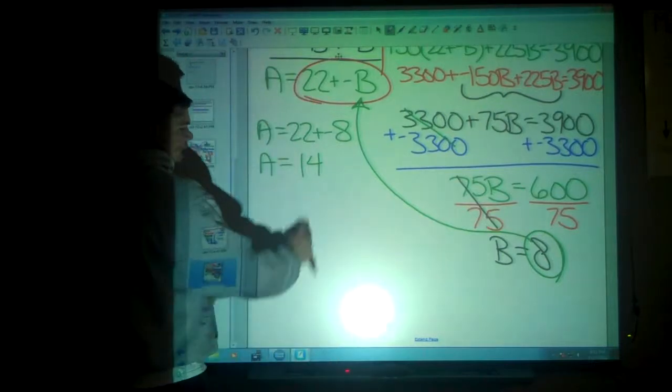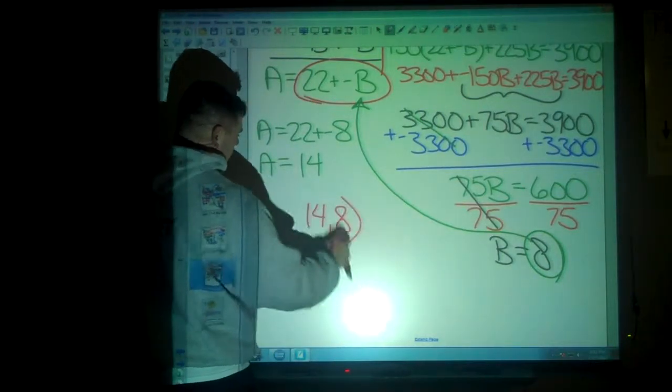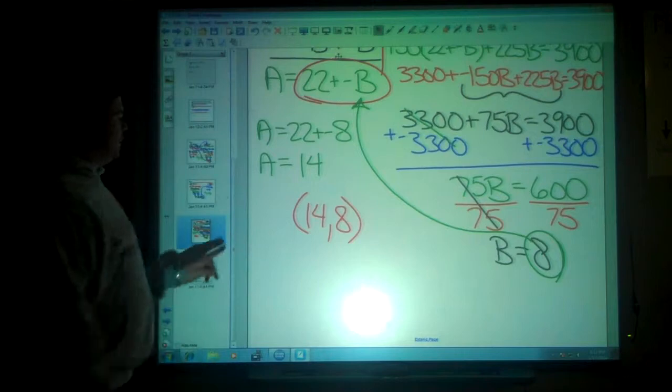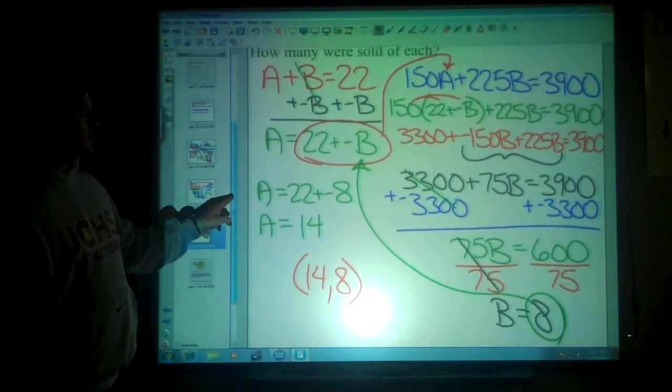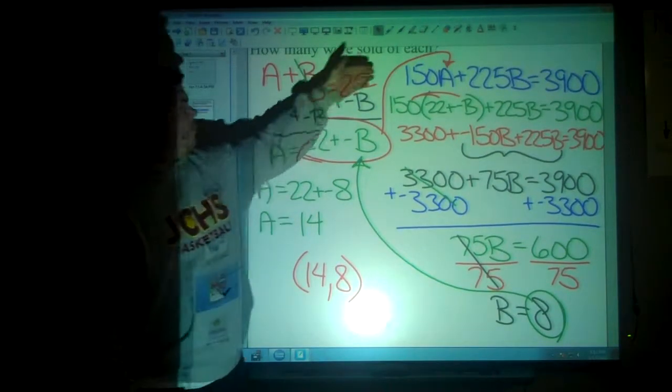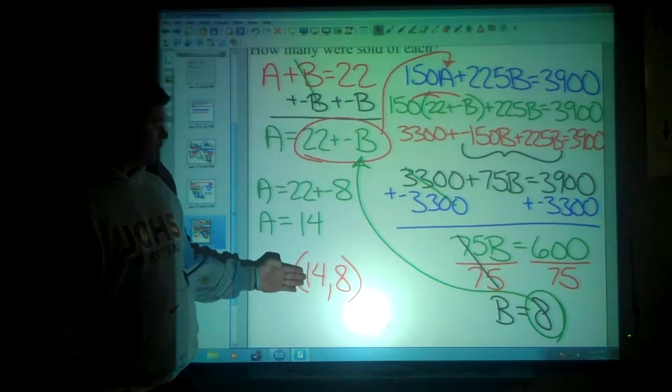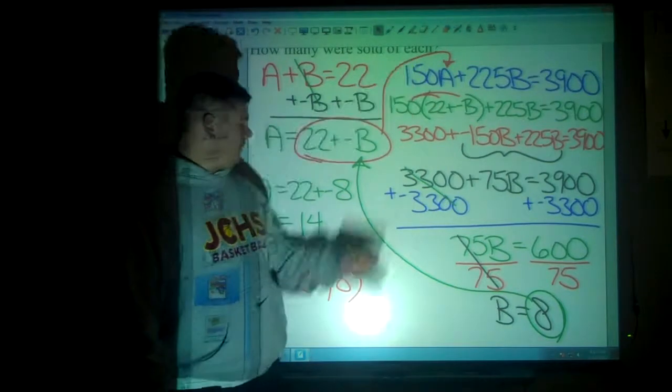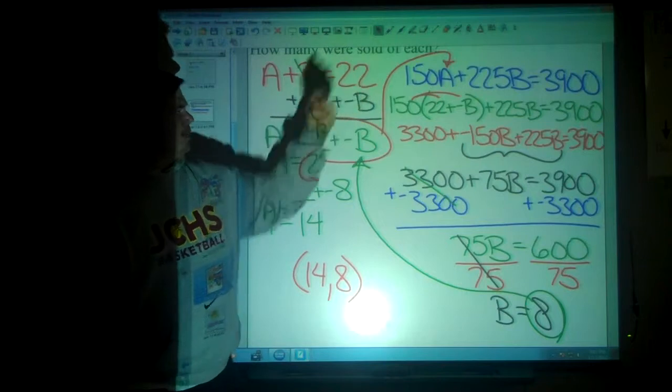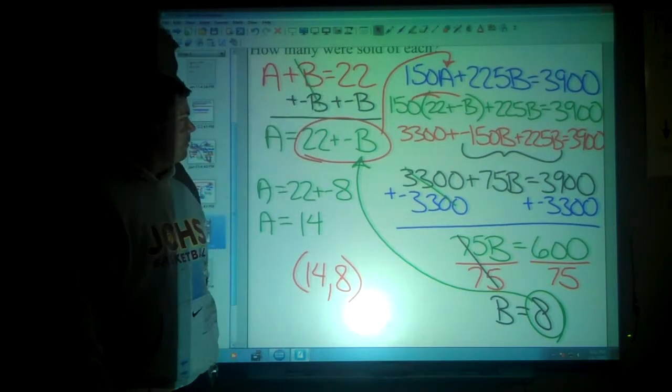A comes before B in the alphabet, so we would write 14, 8. If we graphed each equation, that's where they would cross. Now you can test it out if you want to. 150 times A, which is 14, and then 225 times 8, total 3,900. And we already know the two add together to make 22.